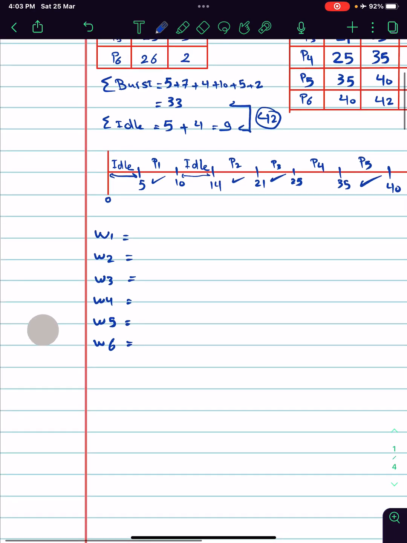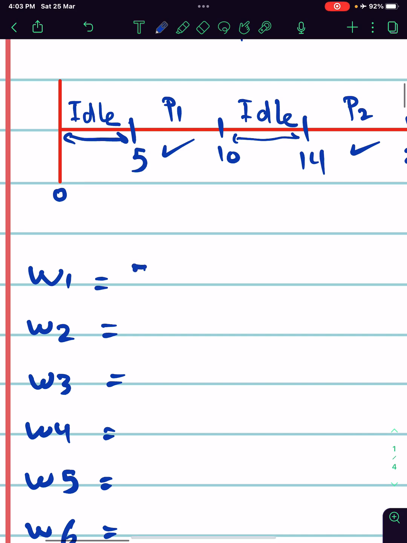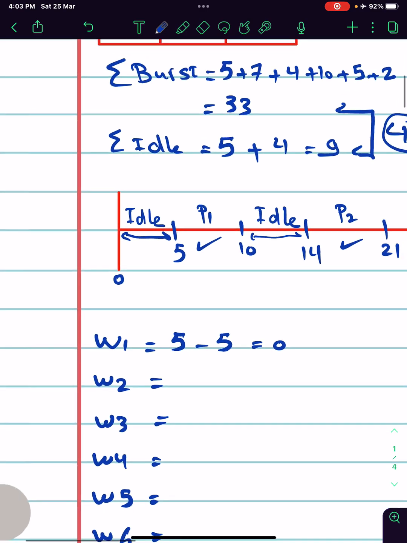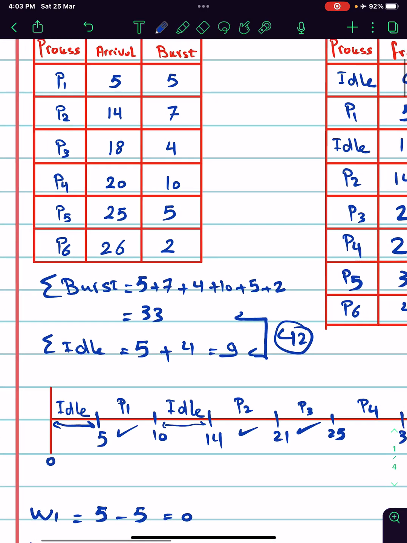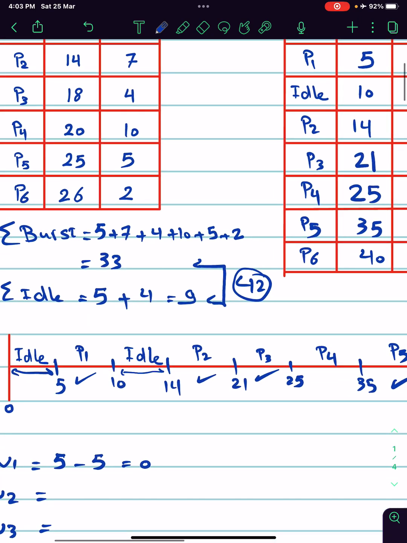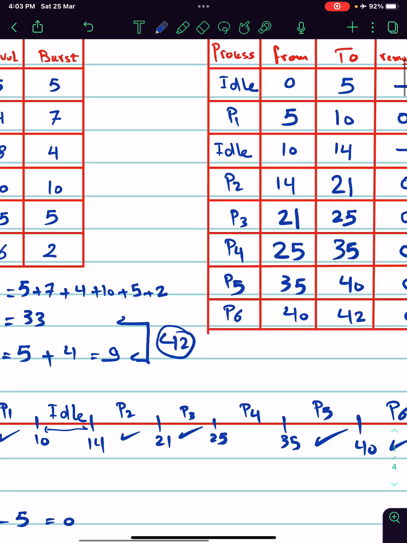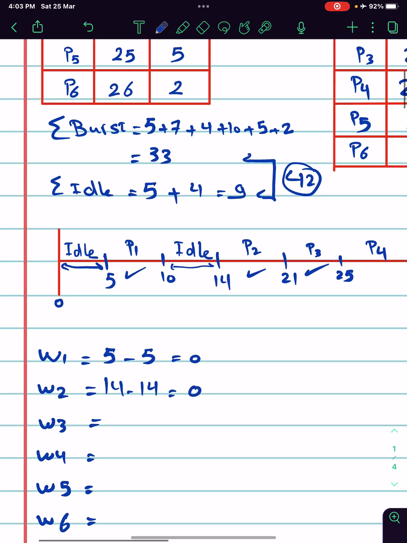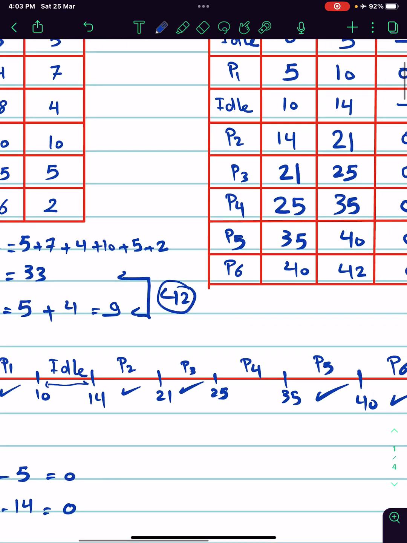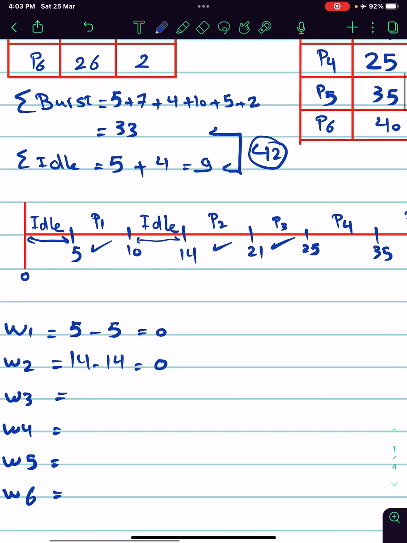All right, so the waiting time of the first one, it started at time 5, arrived at time 5, so this is going to be a 0. Process 2 arrived at time 14, and it started at time 14 as well, so it's going to be 14 minus 14, that would be a 0. Process 3 arrived at time 18 and it started at 21, so it's going to be 21 minus 18, this is going to be a 3.